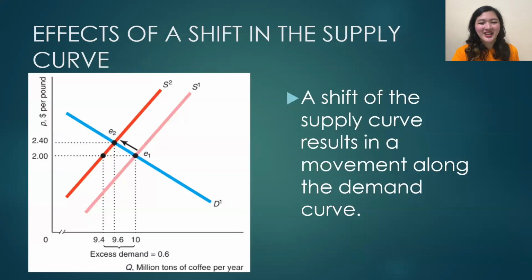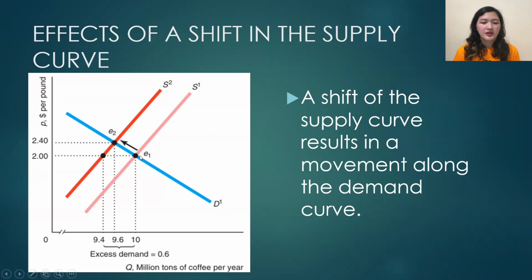Let's now consider how a shift in the supply curve affects the coffee market equilibrium. Imagine that the price of cocoa rises from $3 per pound to $6 per pound. This price hike makes cocoa more profitable, causing some coffee producers to switch to cocoa production. As a result, the supply of coffee decreases, and the supply curve shifts to the left from S1 to S2.